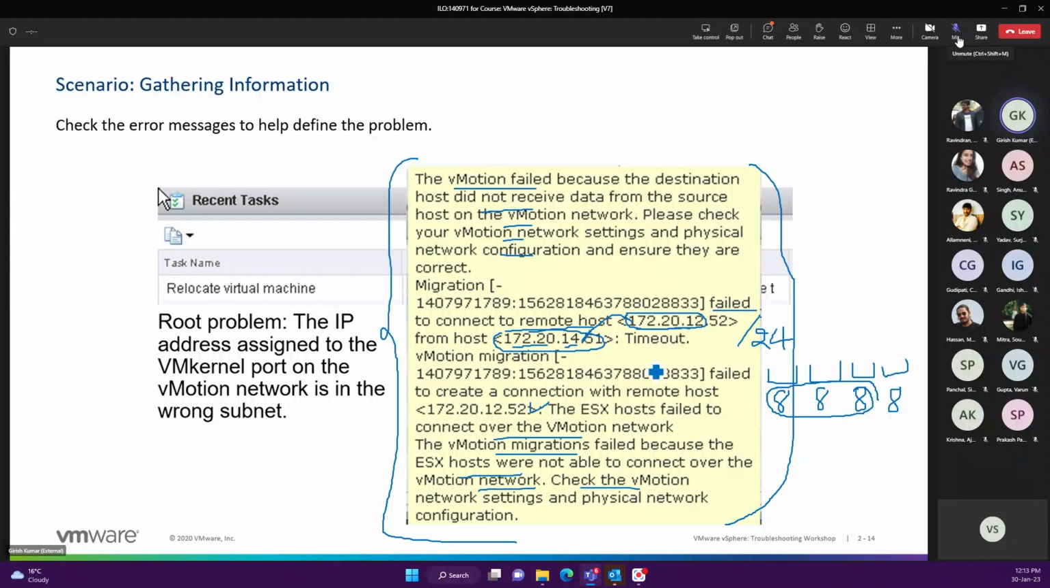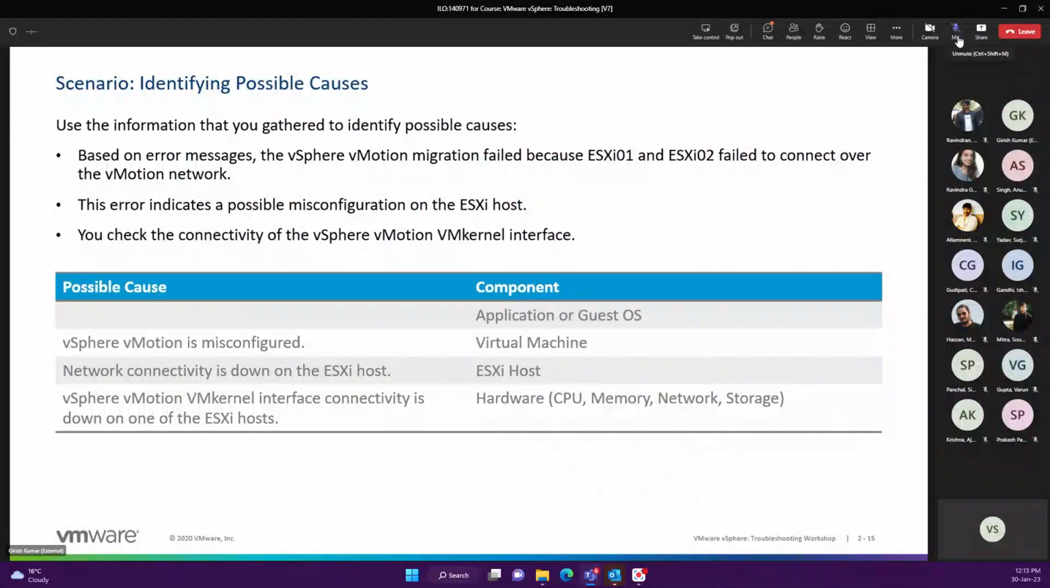On one of the ESXi hosts, either make it both end 12 or 14. The third octet must be the same. The first three octets: 172.20.12 and 172.20.14. Either 14 or 12.